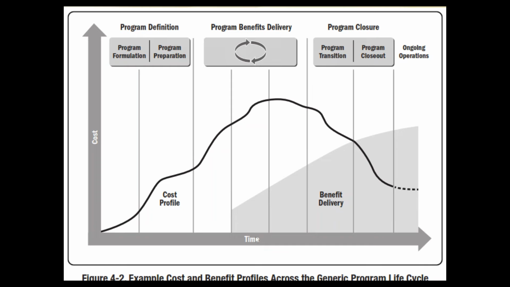So the benefit can be realized only after the benefit delivery has started, and at least one component project has delivered its benefits. So it can start as soon as this happens, and then this will increase exponentially throughout.